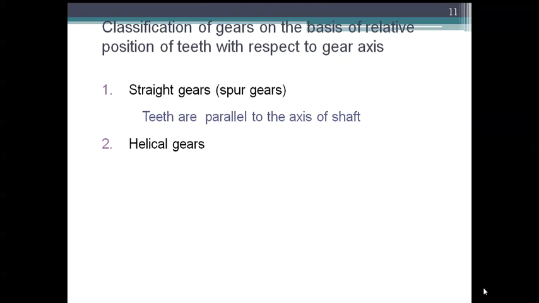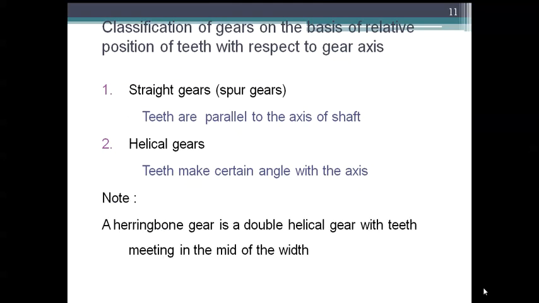The second one is helical gears. In helical gears, the teeth make a certain angle with the axis of the shaft or gear. The herringbone gear is a double helical gear with teeth meeting in the middle of the width. The herringbone gear is one type of helical gear, but it is double helical, meaning it has two angles intersecting at some point. We'll see that in the figure.